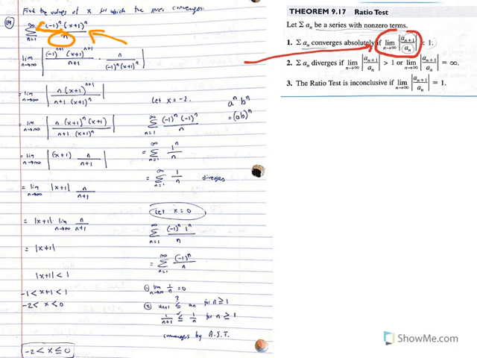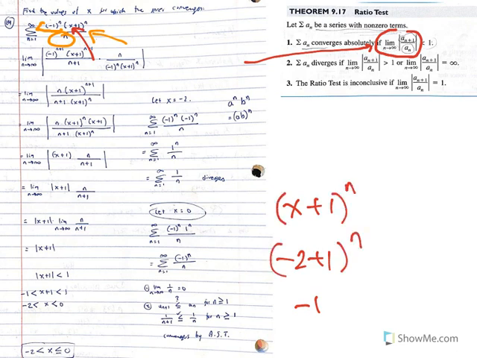And depending on the value of x, (x plus 1)^n for n greater than or equal to 1 could be positive or negative. For example, suppose x were equal to -2, then x plus 1 would be -2 plus 1, which would be -1. So if you have (x plus 1)^n, and x is equal to -2, then depending on the value of n, the (x plus 1)^n could be positive or negative.